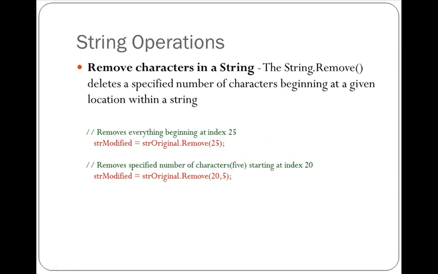Removing is similar to the substring, only you're actually literally removing characters. Take our string, .remove, starting at the index of 25, or the 26th character, it would remove from that character all the way to the end of the string. The second one is starting at the 20th character and removing 5 specific characters. So it would be removing the index of 20, 21, 22, 23, 24. Those would be the 21st through 25th characters.